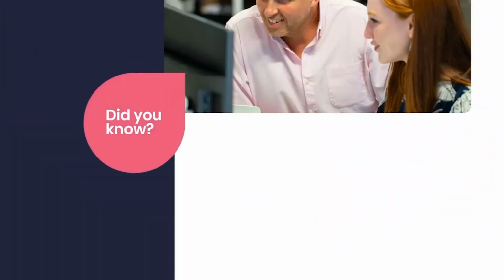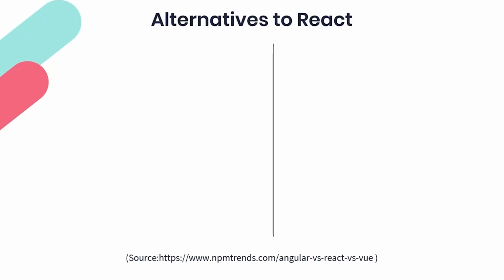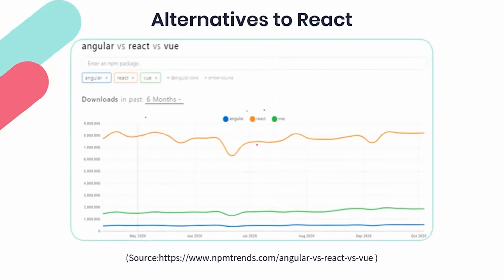Here's another quick fact for you. Did you know that there are 8,933 companies reportedly using React in their tech stacks, including Facebook, Twitter, Instagram, Amazon, Uber, and Netflix? As you can see in this graph from the Node Package Manager website, a survey was done to determine the most downloaded package, and React was found to be way ahead of Angular and Vue.